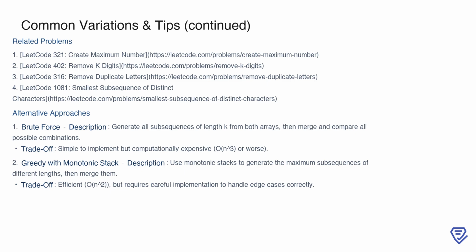As for alternative approaches, brute force is one option. It involves generating all subsequences of length k from both arrays, merging them, and comparing all possible combinations. While this method is straightforward to implement, it's computationally expensive and impractical for larger inputs. A more efficient approach is to use a greedy algorithm combined with a monotonic stack, which allows you to generate maximum subsequences of different lengths efficiently. This method strikes a good balance between performance and complexity, though it requires careful handling of edge cases.